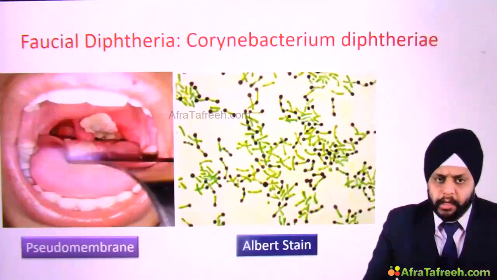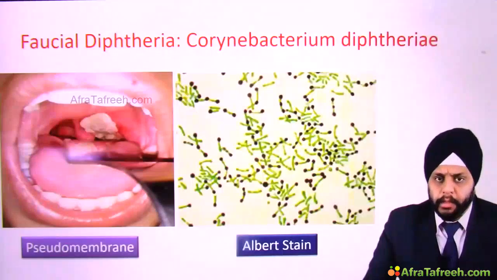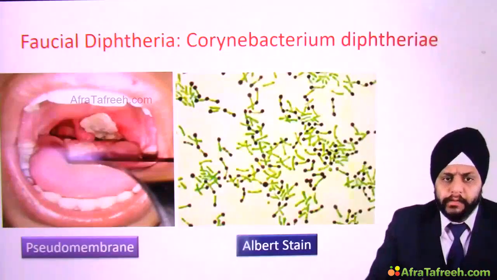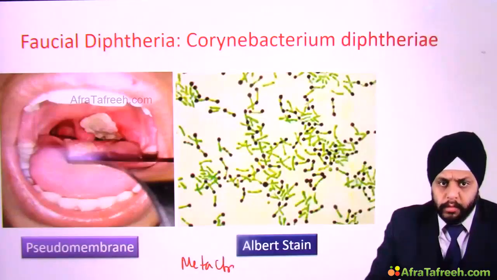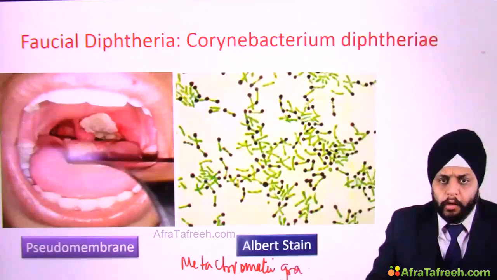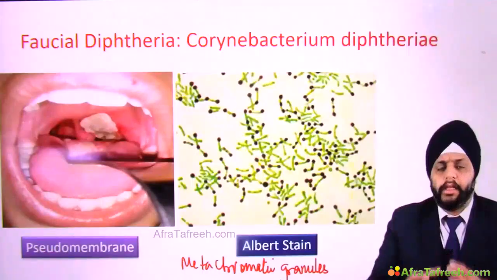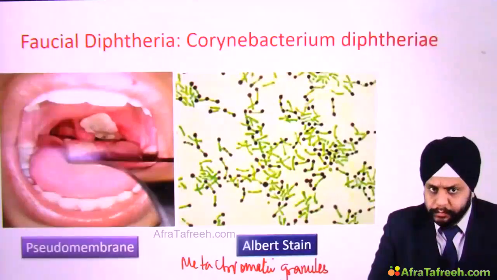You put Albert A, then you put Albert B, and then what do you see? You see the diphtheria, the Corynebacterium diphtheriae, it has these metachromatic granules. Because of these metachromatic granules, there is formation of Chinese letter appearance. So that is seen in Corynebacterium diphtheriae on Albert staining.